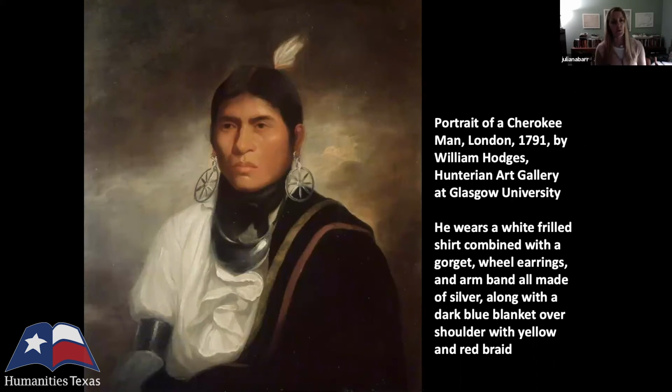So here we see this beautiful portrait from 1791. This was actually done in London. So most likely, again, a diplomat. And he is wearing a dress shirt, but he's still, of course, accompanying this with silver adornments that are distinctly Cherokee, with the gorget and the earrings and the armband.